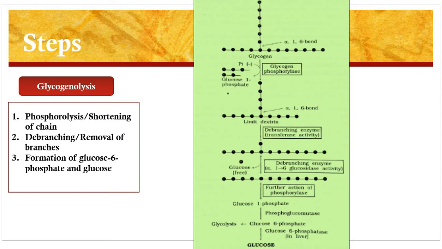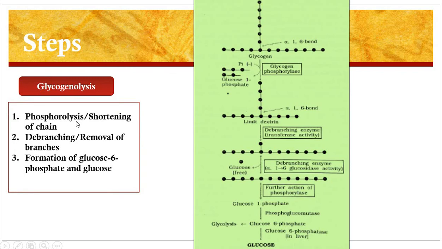Glycogen is degraded by breaking the alpha-1,4 and alpha-1,6 glycosidic bonds through the enzymes present in the cytosol of the muscles and liver. In liver, the end product is glucose, and in muscles, the end product is glucose 6-phosphate, which undergoes glycolysis to produce ATP for muscle contraction. So what are the steps?